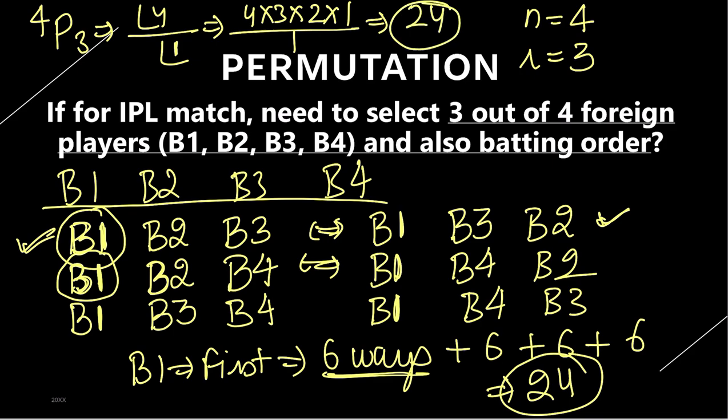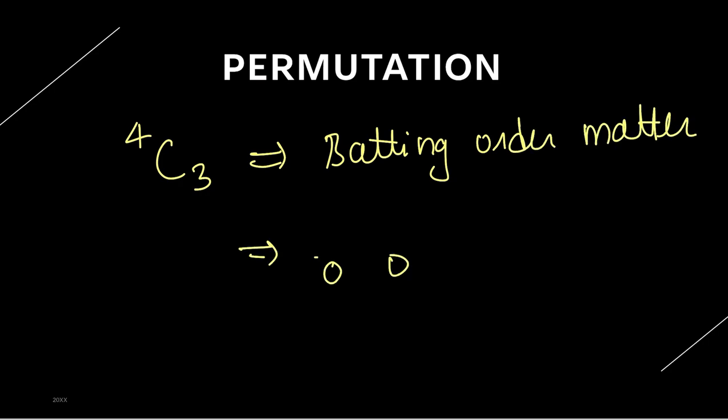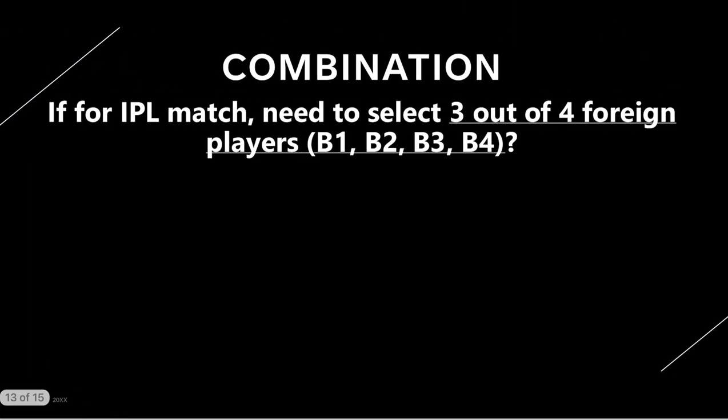This is just another example of understanding permutation. Now, moving on. I hope this is clear, the permutation part. When the batting order matters, means who is coming first, who is coming second matters. Like in our example, who is sitting in the front of the bike and who is sitting at the back of the bike. That order matters. Then we are going to use what? Permutation. Permutation means 4P3. Right? Now moving on.